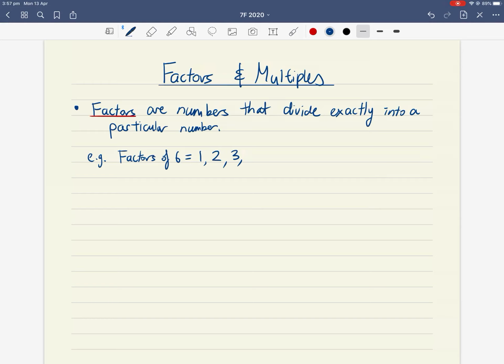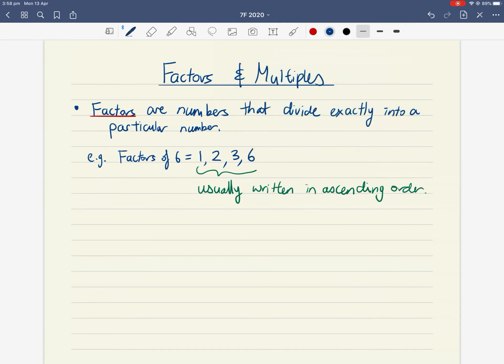Does 4 go into 6 exactly? No, because it has a remainder of 2, so 4 is not a factor. 5 does not go into 6 exactly, so 5 is not a factor. And lastly, 6 is a factor of itself because 6 times 1 is equal to 6. And you would stop there because any bigger number does not divide into 6. One thing to note, when we list out the factors of a number, we usually write them in ascending order, so from smallest to biggest.